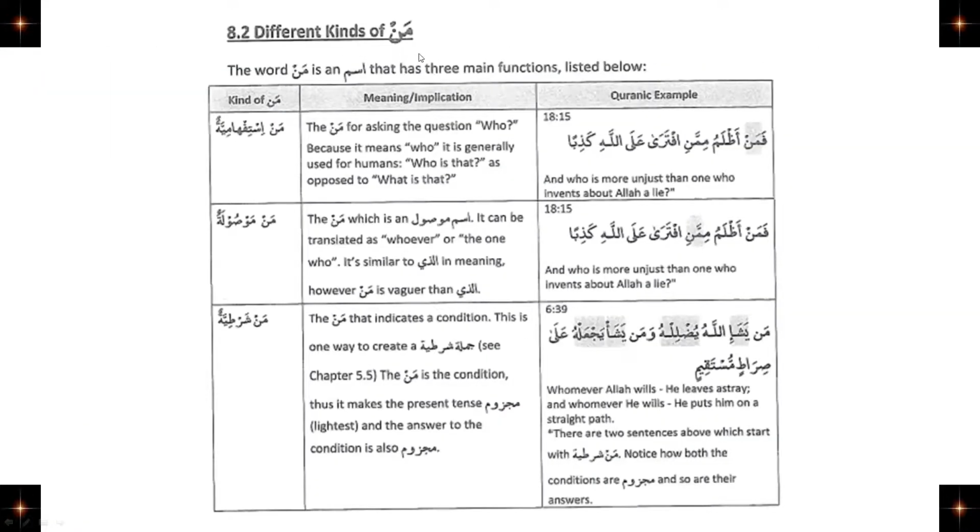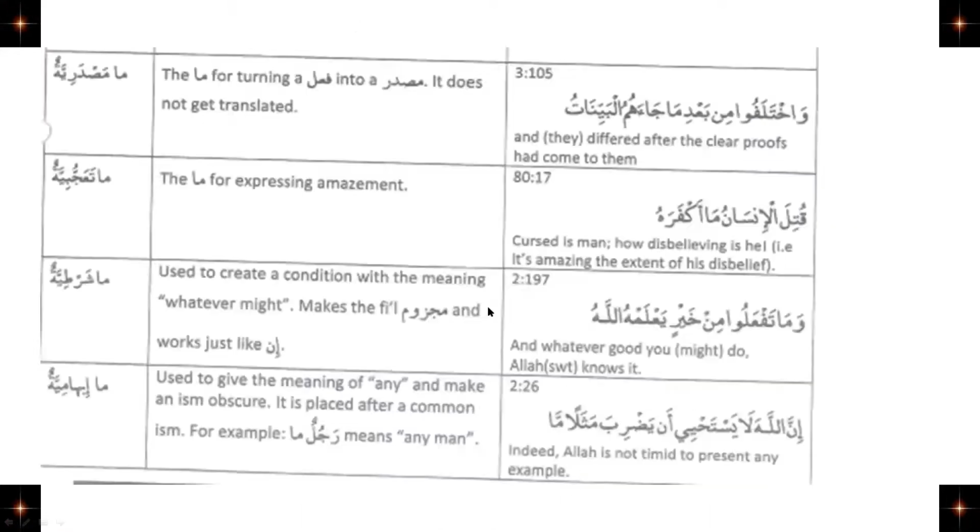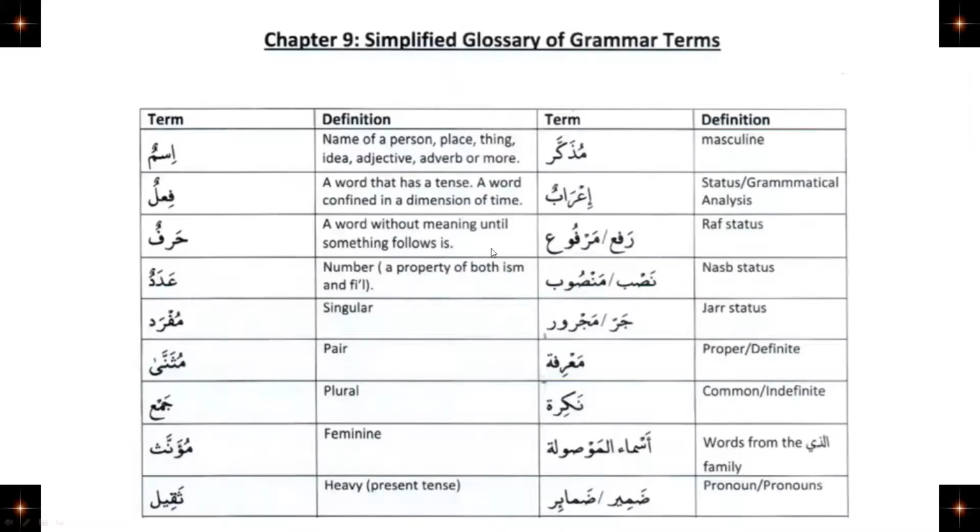Then man also has a lot of types. Man can also be istifhamiya, man can also be mausuliya or mausula, and man can also be shartiya, just like ma. Okay, so these are some of the details that we have learned. And then these are some of the glossaries, some of the words we have used.